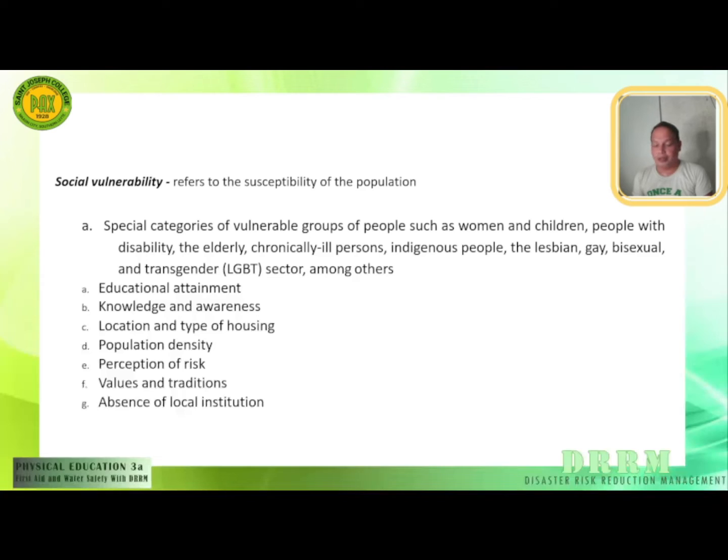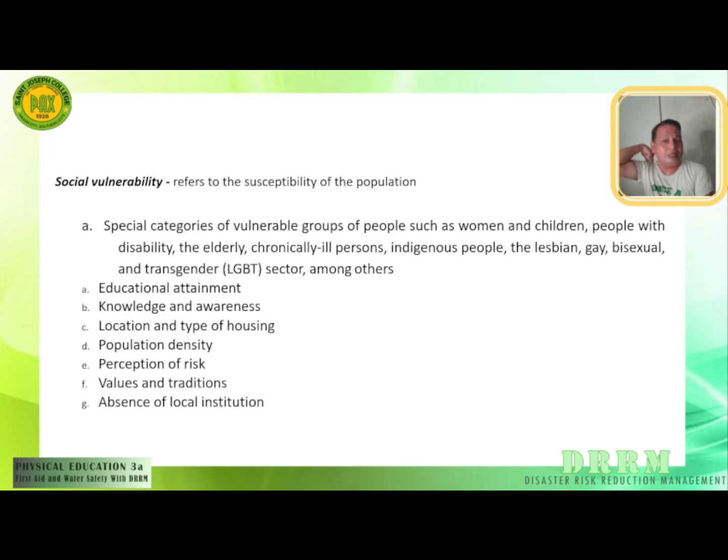Social vulnerability refers to the susceptibility or how the community is affected by the disaster. The social institutions and organizations ensure the sustenance of the families, communities, and society. The factors affecting social vulnerability are the following. Number one is categories of vulnerable groups such as women and children, people with disability, the elderly, chronically ill persons, indigenous people, the lesbian, gay, bisexual, and transgender sector, among others.